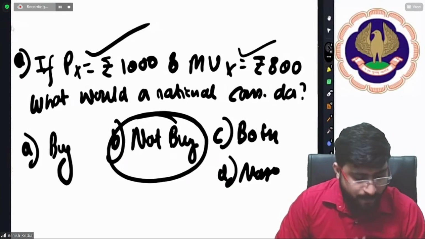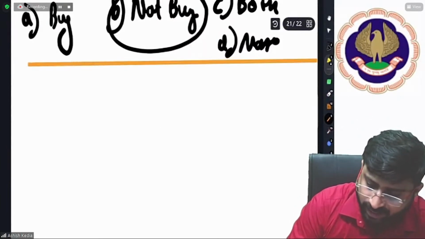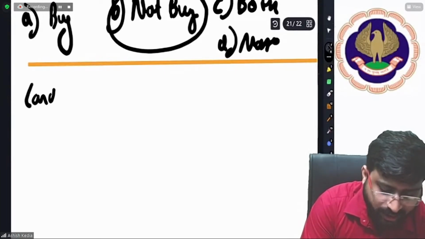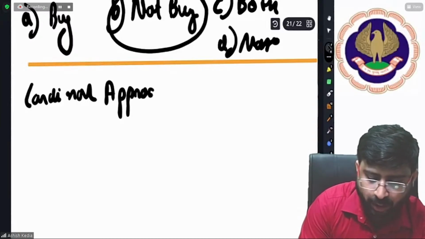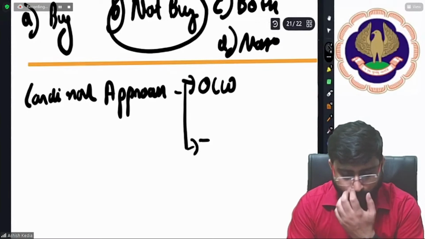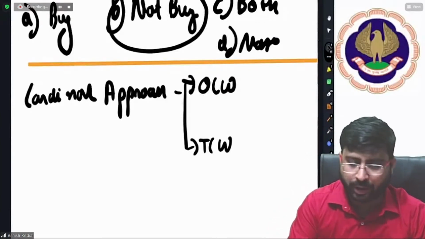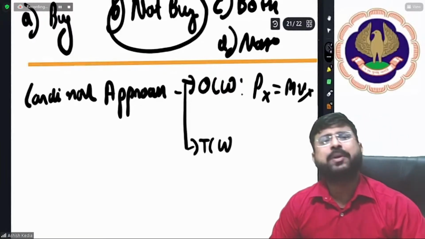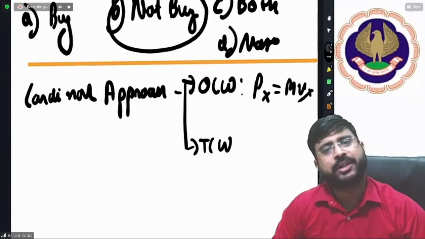Now let's see whether we understand or not. In case of consumer, under cardinal approach, there were two approaches. There was one commodity world and then there was two commodity world. Under one commodity world, what was the condition for equilibrium? That is, price is equal to marginal utility. Sir, please tell us about two commodity world.